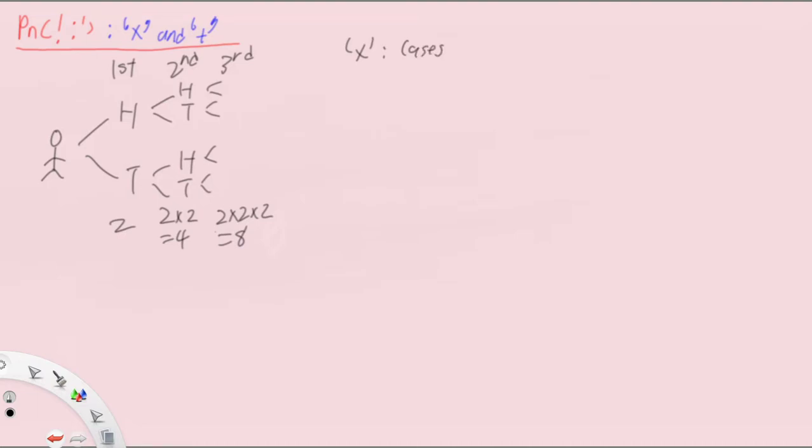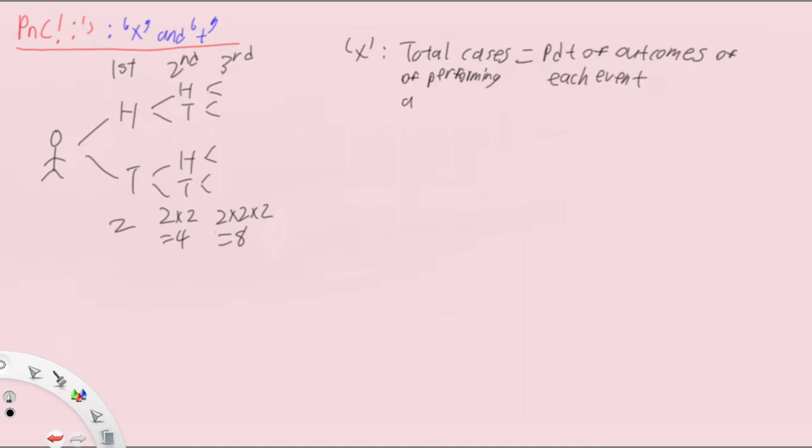Alright, so this is the first idea of the multiplication identity, where the total number of cases equals the product of the outcomes of each event, of performing the events in a specific order.